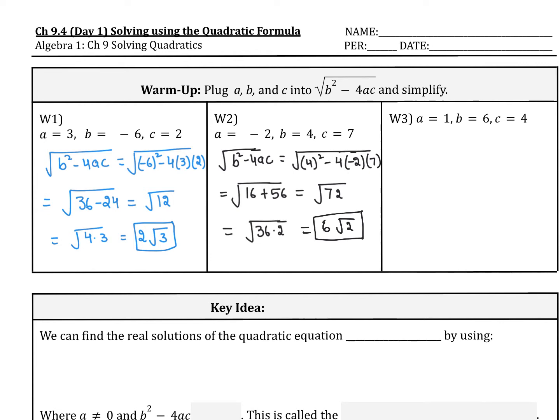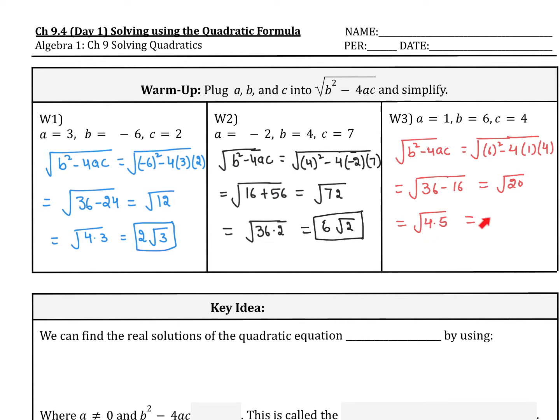For the next one, you're going to use, again, the formula b squared minus 4ac. And that's going to be 6 squared minus 4 times 1 times 4. You got 36 minus 16. And that's going to give you 20. Break down the 20 as 4 times 5, where the square root of 4 is 2, that comes out of the radical symbol, and the square root of 5 remains inside. So the answer is 2 times square root 5.